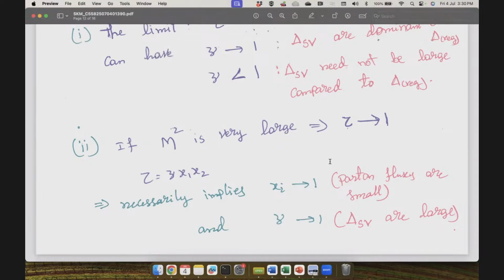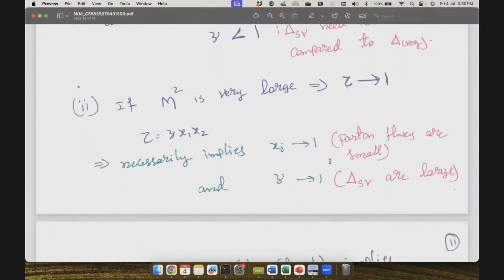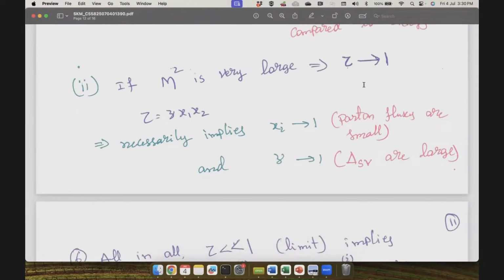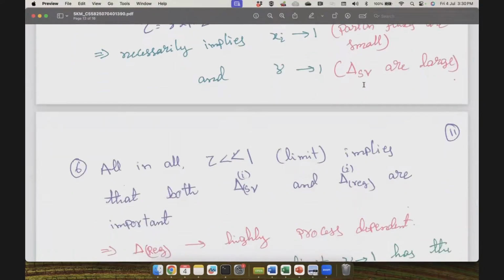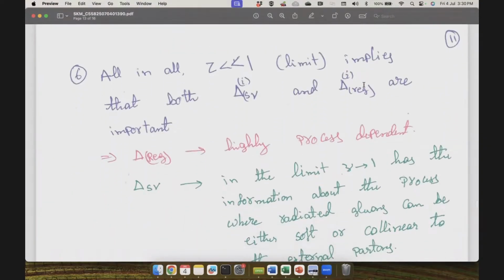So we are considering a small region. The tau goes to 1 limit, or it does not have to be really close to 1, but it is something from a smaller value close to 0 and slowly increasing. That is an interesting region where the soft virtual corrections are very important and where the regular corrections can be ignored. The regular corrections, which initially I said can be comparable to the soft virtual, are neglected now.